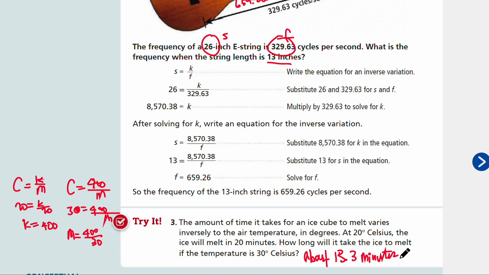Okay, so check your answers, see if you got it right. If you did, good job. That was example 3 using an inverse variation model. We'll continue with the next example in the next video.